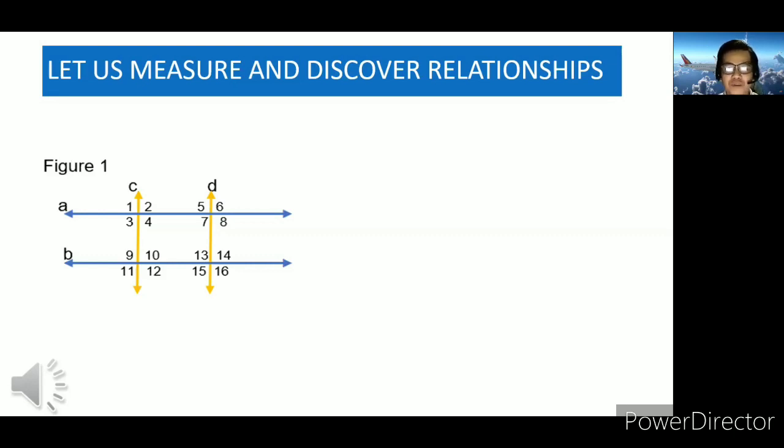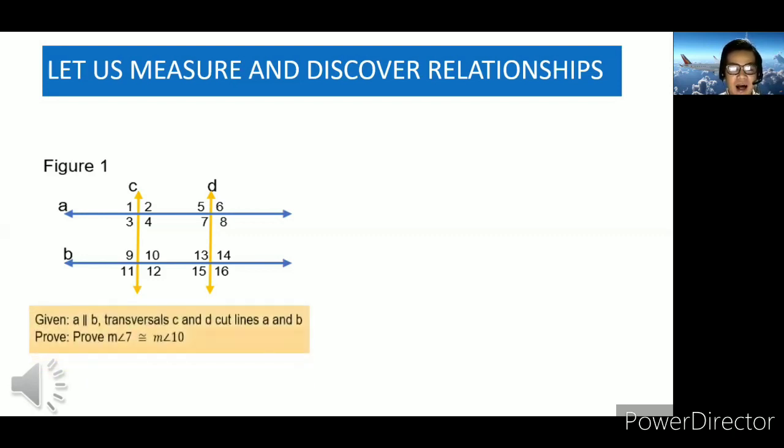Now, let us draw figure 1, and we will label our parallel lines, transversal lines, and angles from 1 to 16 in order. The given here is line A is parallel with line B. Transversals C and D cut lines A and B. Then you need to prove that the measure of angle 7 is congruent with the measure of angle 10.